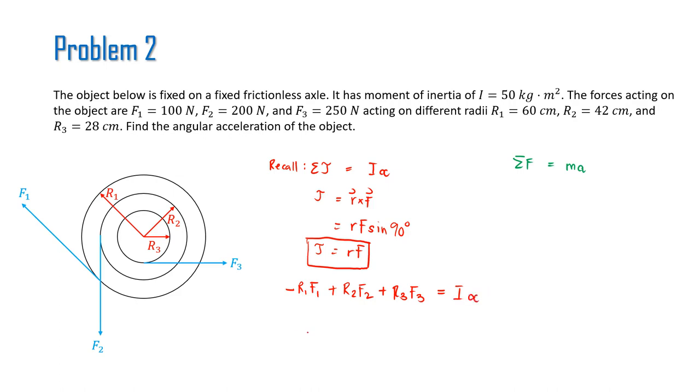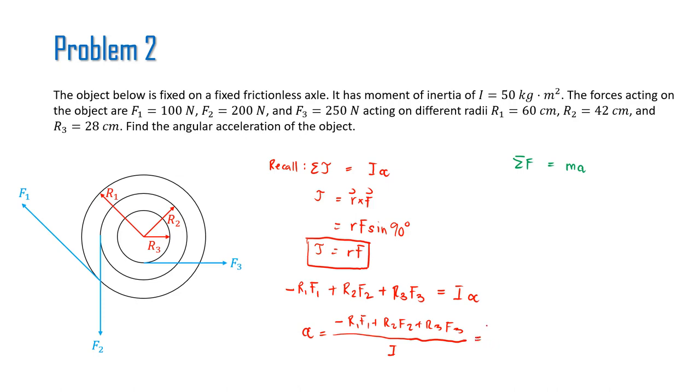And then after this we can get alpha. So alpha is just equal to negative R sub 1 F sub 1 plus R sub 2 F sub 2 plus R sub 3 F sub 3, divided by the moment of inertia. Since all of these are given, we just have to substitute.